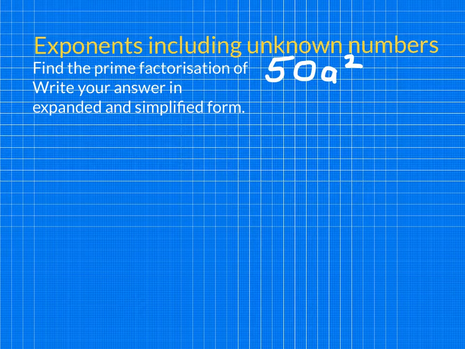In this example, we're going to look at exponents including unknown numbers. If we don't know what the number is, we represent that with a letter. So first of all, find the prime factorisation of 50a squared.